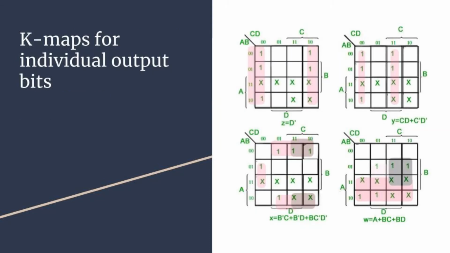Now we can see that we have made the K-maps using the truth table that we saw. In this you can see we have made 4 individual K-maps for the individual bits, that is, W, X, Y and Z. And in that we can find the simplified expressions for W, X, Y and Z using the grouping theory for K-maps by grouping the ones and don't cares. As you can see, by grouping we got X equals B bar C plus B bar D plus B C bar D bar. Y equals CD plus C bar D bar, that is, C XNOR D. W equals A plus BC plus BD. And Z equals D bar.